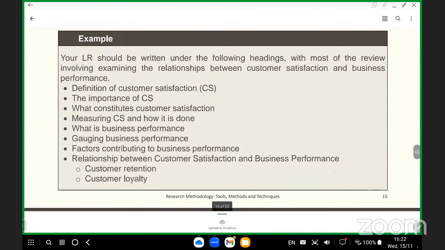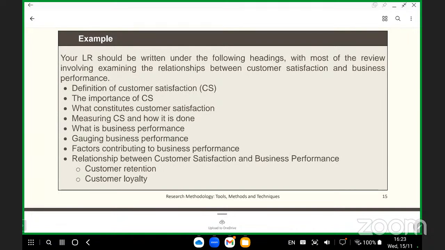So this is one example. Your LR should be written under the following headings. So kalau katalah heading situ adalah customer satisfaction and business performance. Customer satisfaction and business performance itu, so mulailah dengan customer satisfaction. Apa itu operational definition? Mulakan penulisan itu, setiap kali mau memulakan penulisan di dalam subheading, dalam chapter 2 itu, literature review itu, sebaik-baiknya dimulakan dengan operational definition of the said variables.